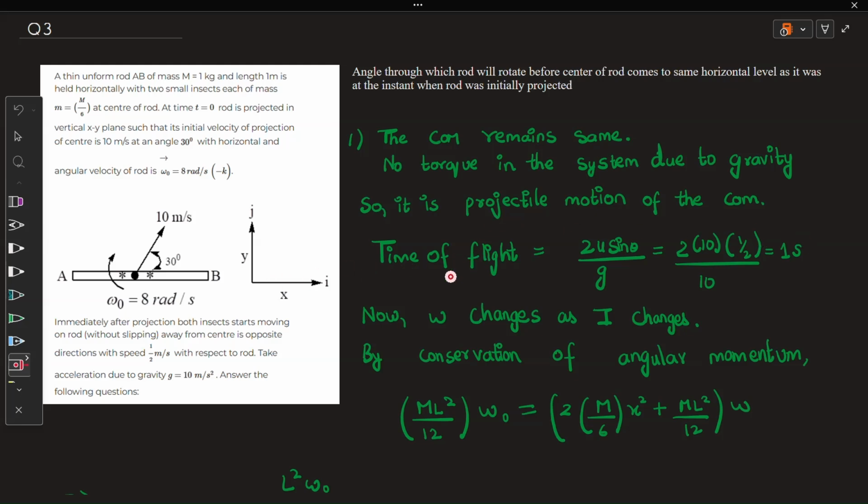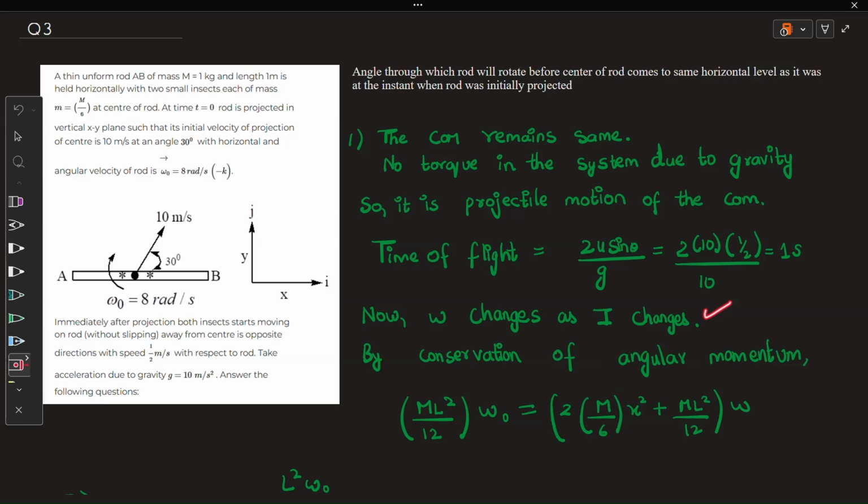If it is projectile motion of the center of mass, let's calculate the time of flight, when the center reaches the same horizontal position. The time of flight is 2 u sine theta by g, which is 2 into 10 into sine theta by g. Theta is 30 degrees, so sine is half, and I get 1 second. After 1 second, this one comes here. That's it. Now, omega changes as I changes.